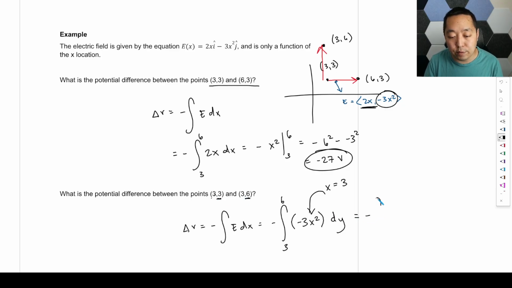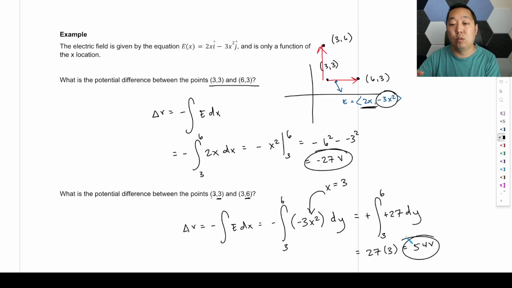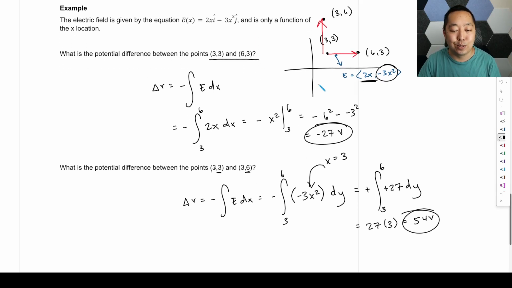So that's going to be negative integral from 3 to 6, and just plug in 3 here. That's going to be negative 27 dy. That negative will cancel with that, and so this is going to be 27 times 3. Or you can do times 6 and then times 3 and then subtract them, which is going to be 54 volts, like that. So that's kind of how you use that integral, when you're going from that path to that other path there. You've got to be very careful what the x's and the y's represent when you're doing something like that, okay?